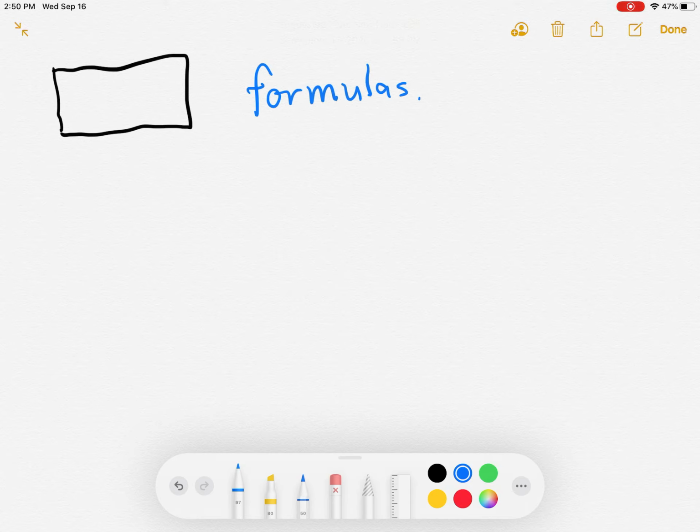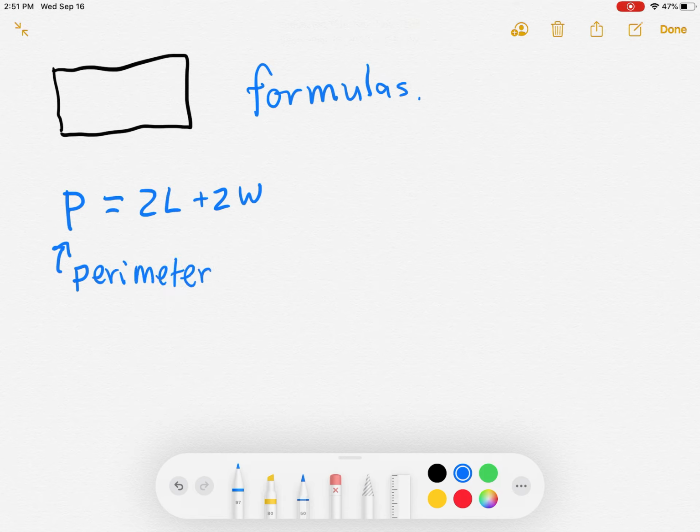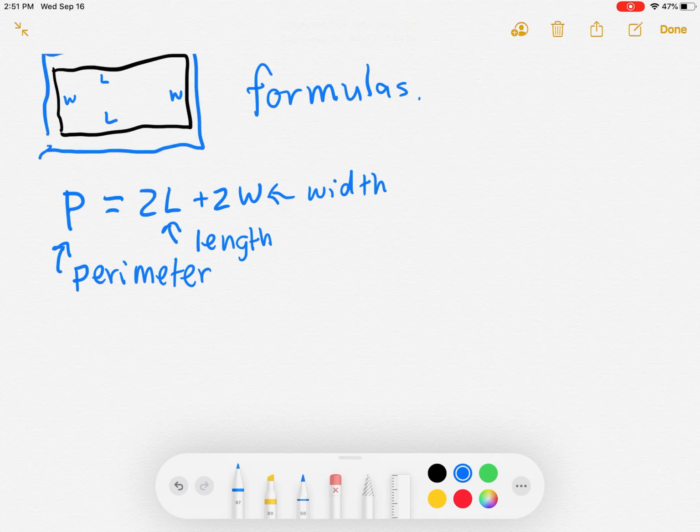So for example, the perimeter of a rectangle is given by the formula P equals 2L plus 2W. Really quick, what does the P stand for? Perimeter. What does the L stand for? Length. What does the W stand for? I already said it, it's width. So keep in mind, this could be L, this could be W. The perimeter is the distance all the way around on the outside.